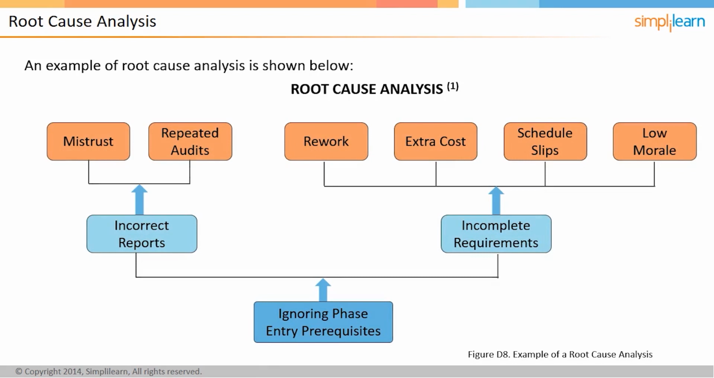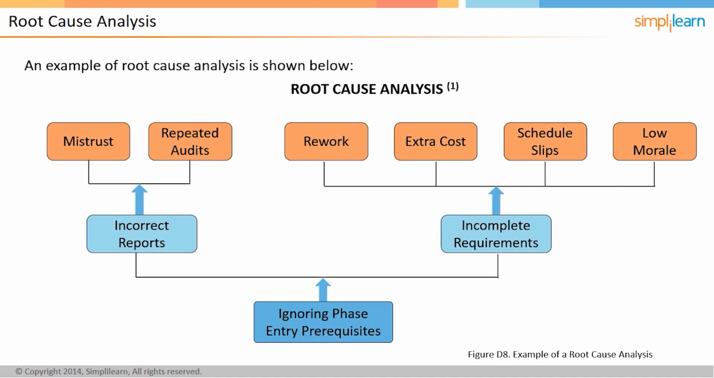In the diagram, you will be able to see the risks that were initially identified include rework, extra cost, schedule slips, low team morale, customer mistrust, and repeated audits. An examination of the identified risks leads to a common root cause: later phases of the project were typically started before the earlier ones were sufficiently mature.